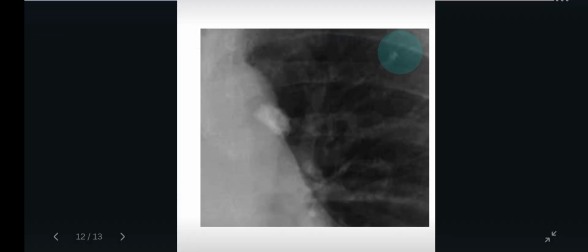Then this is a case of what we stated earlier, the Ranke complex. We can see this is a calcified lymph node. Then if you look closely, we'll see a calcified granuloma. See this one? That is a calcified granuloma. So the combination is what gives us the Ranke complex. So this is a good radiograph that indicates what Ranke complex looks like. This is a calcified granuloma. This one is a calcified lymph node.